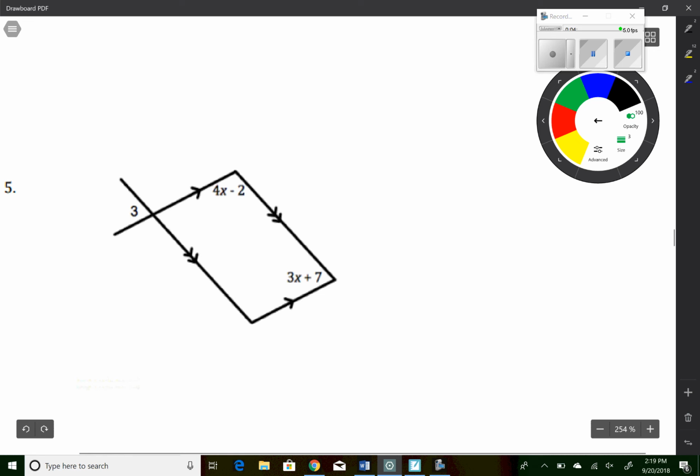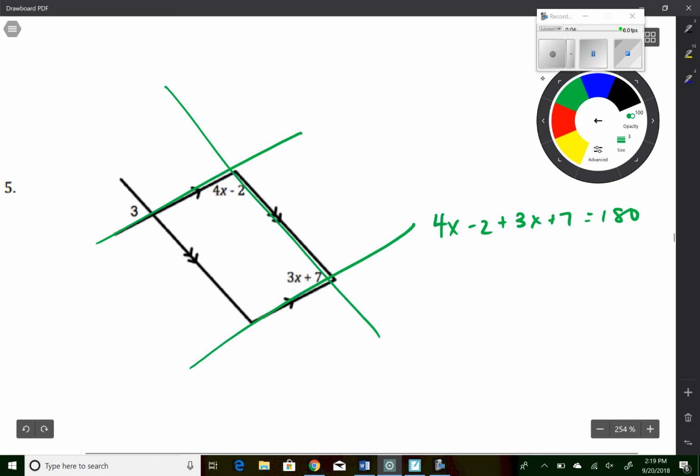Number 4, we have these parallel lines. These two angles are same side interior, so they're supplementary. 4x minus 2 plus 3x plus 7 equals 180. Combine like terms: 7x plus 5 equals 180, minus 5. I get 7x equals 175. Divide by 7, and I should be able to figure out the value of x. 175 divided by 7 gives me 25.